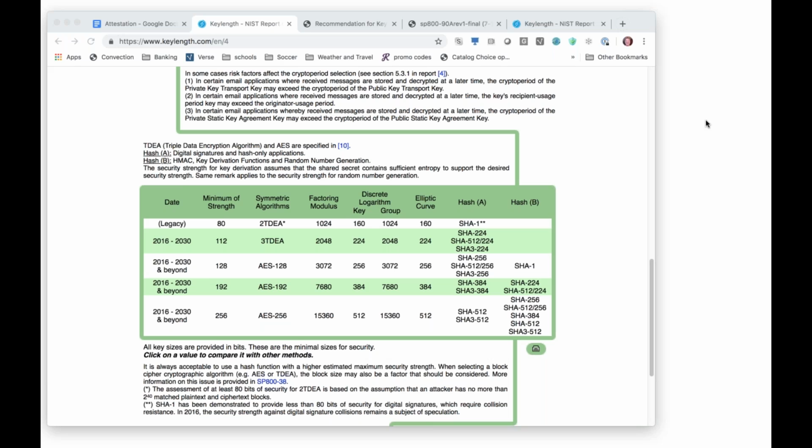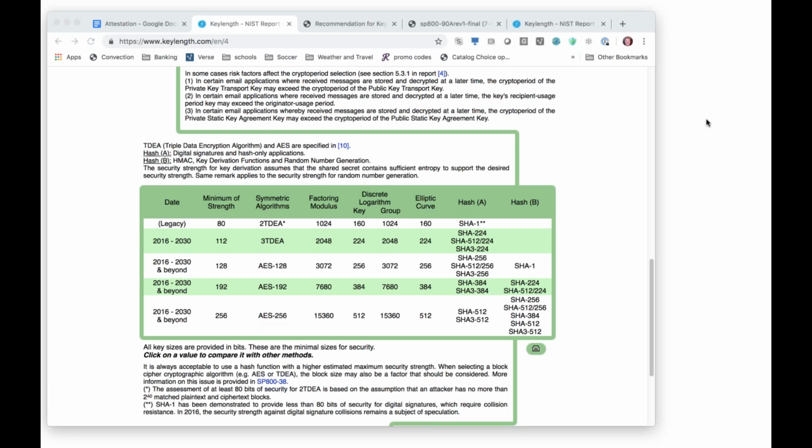So one approach to specifying what the strength is, is to pick one of those columns. It could be 192, it could be 128, and just say that's the minimum. And so obviously 80 or 112 maybe is not acceptable. So that's one approach you could take to specifying a minimum strength.